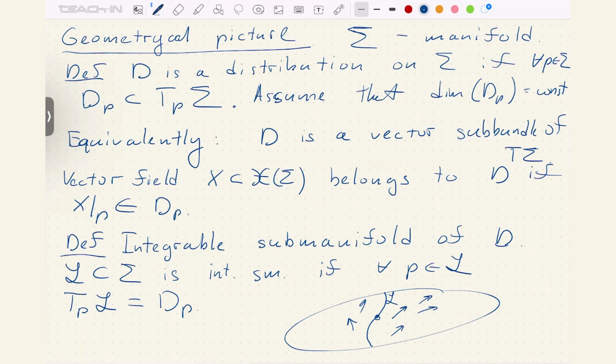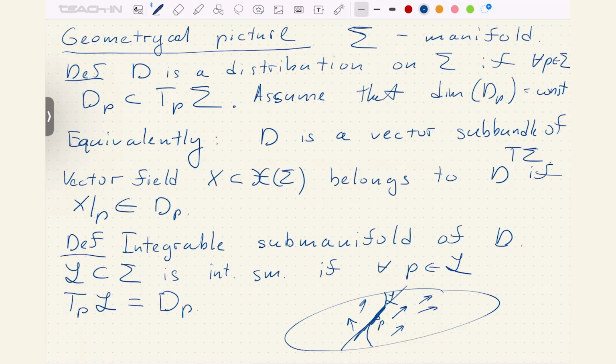So what does it mean? It means if we take a tangent space at point P, then this tangent space coincides with our one-dimensional subspace, with our distribution. So in other words, if we define our distribution in terms of a vector field, then this vector field is tangent to our submanifold. But of course, in a multi-dimensional situation, we can't define a distribution just in terms of one vector field. We define it in terms of a collection of vector fields. Okay, so this is an important concept of integrable submanifold.